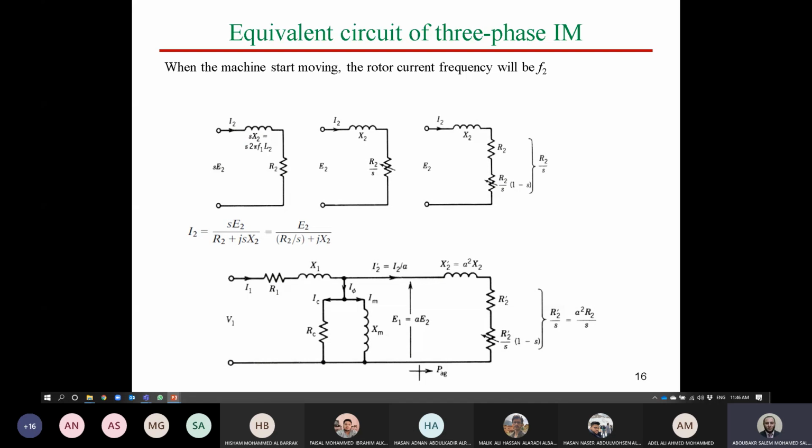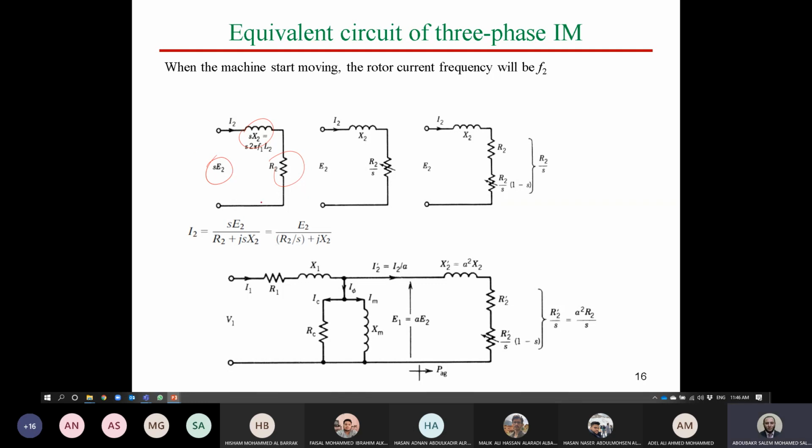So if you move the machine, the frequency will be F2 for the rotor circuit. So we expect the value referred to F1 is S multiplied by F1. So the relation will be 2πF1 L2 multiplied by S. So we can say now SX2, where we can represent X2 all the time in terms of F1. So this will be the circuit of the rotor. The EMF is SE2, the reactance is SX2, and the resistance is R2.